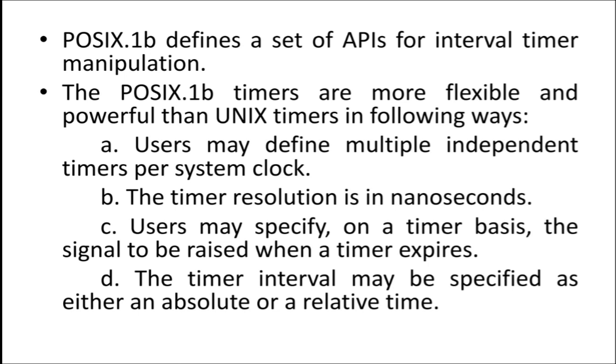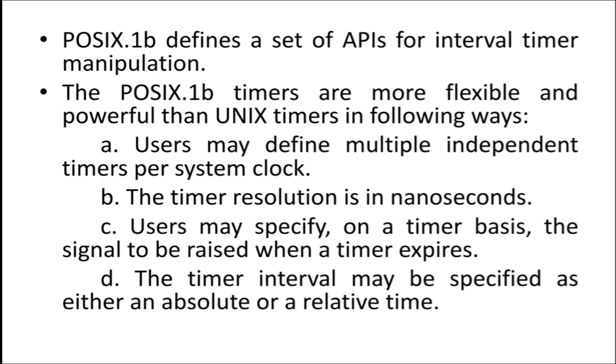So what is the advantage of POSIX.1b timers? POSIX.1b timers are more flexible and powerful than Unix timers. Why? What is the reason? So the user may define multiple independent timers for the system clock. The best advantage here is in POSIX.1b timers, you can define multiple timers per system clock. You can use multiple, independent timers simultaneously, right?